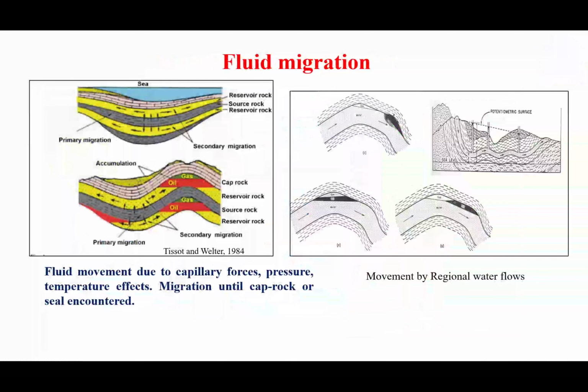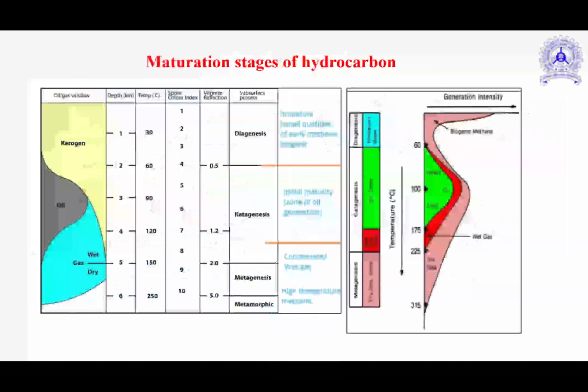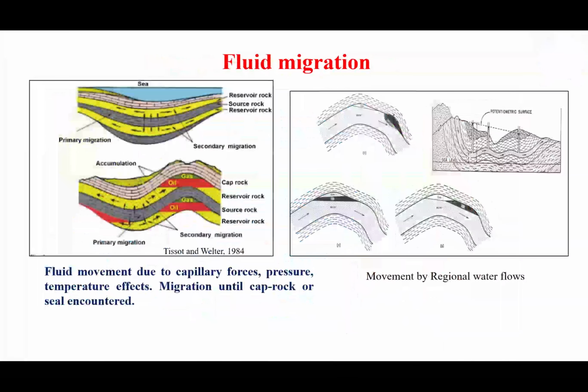And this migration, after generation, we need to know whether migration occurs or not. Why? Because when we talk about migration for the conventional reservoir, it is about how much has migrated to your reservoir and is trapped, how much is trapped. Why is this important for shale?